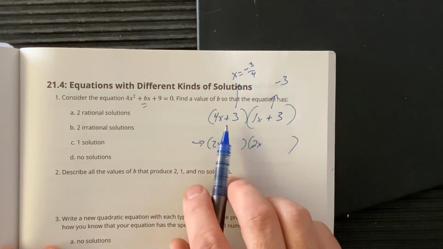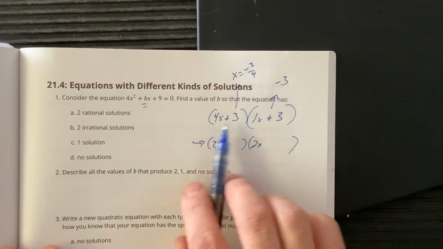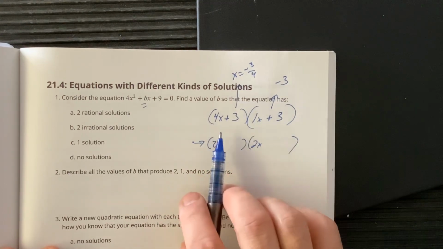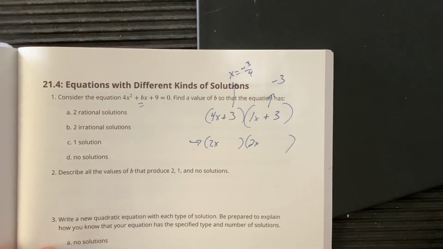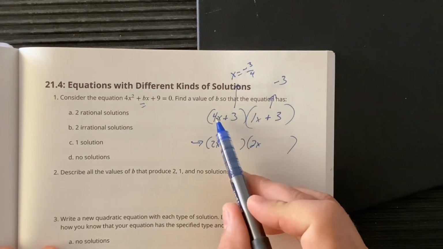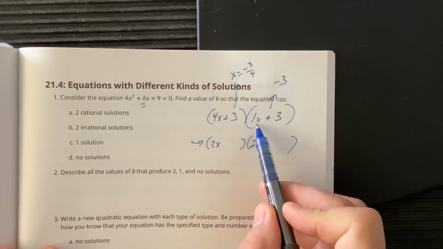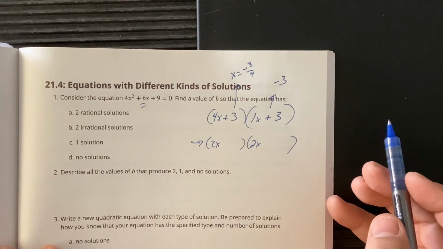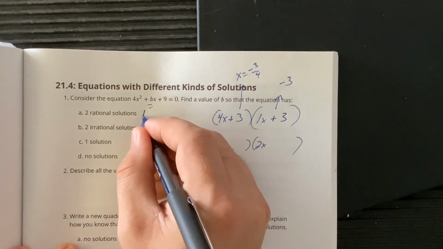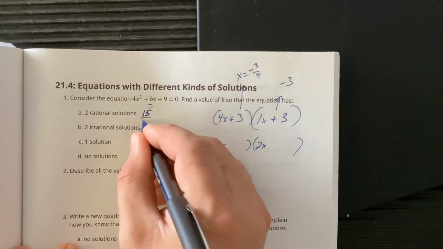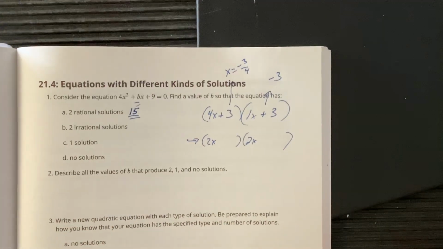So why don't you tell me what the middle term would be here if I were to FOIL it or diagram it based on those numbers you gave me. 13. Oh, wait, the 4 exchanges. 15. Or, yeah, 15. Should be 15. 12 plus 3. So if B was 15, I'd get 2 rational solutions.